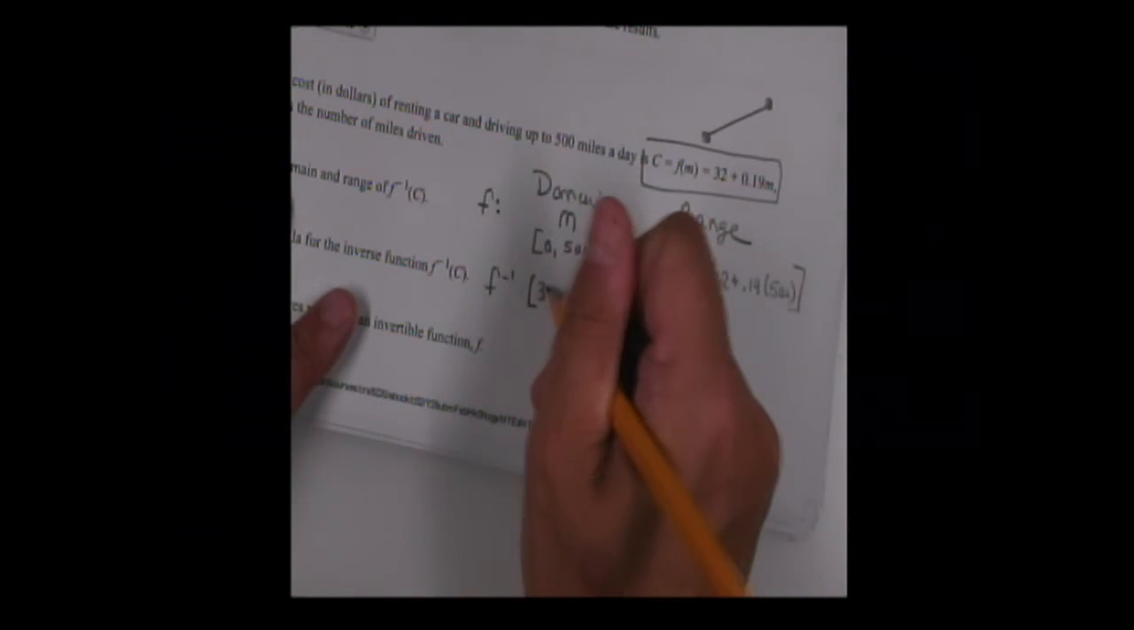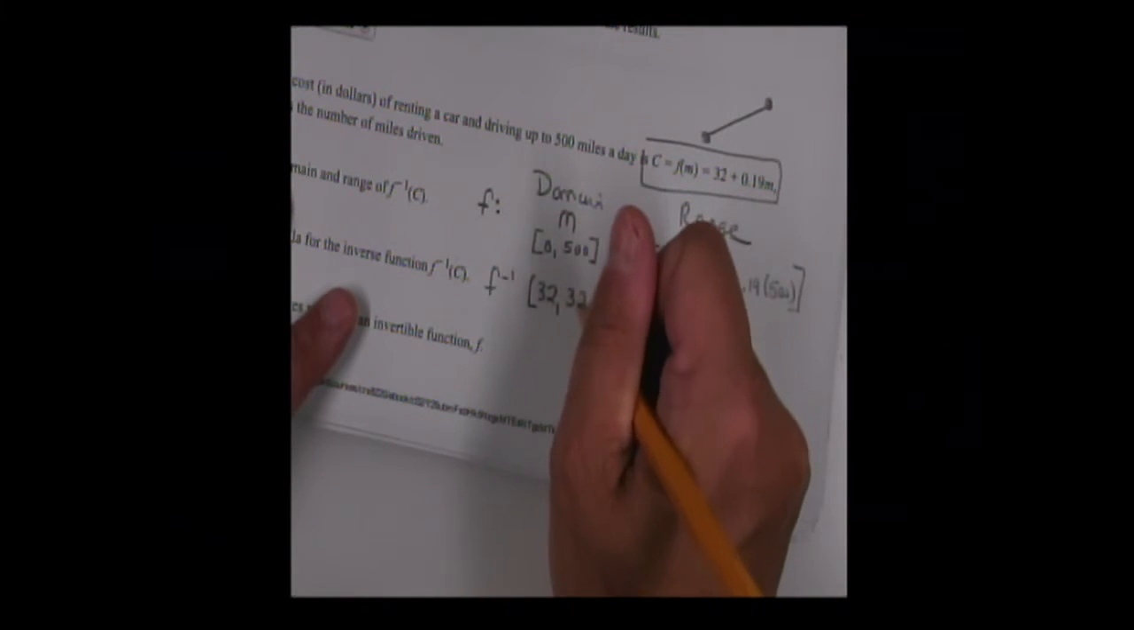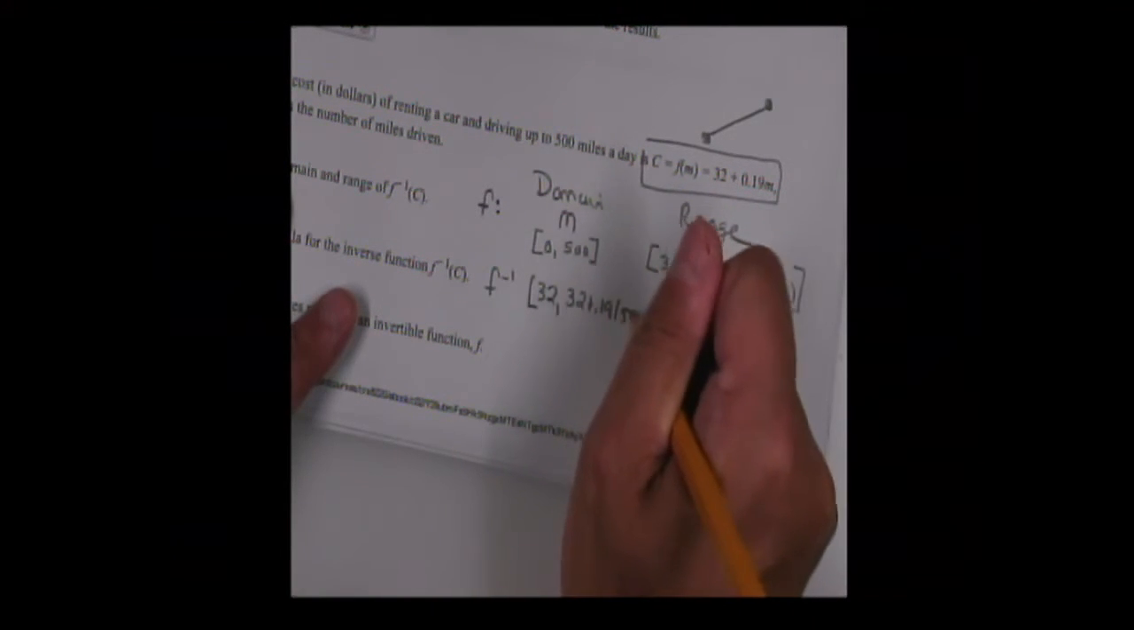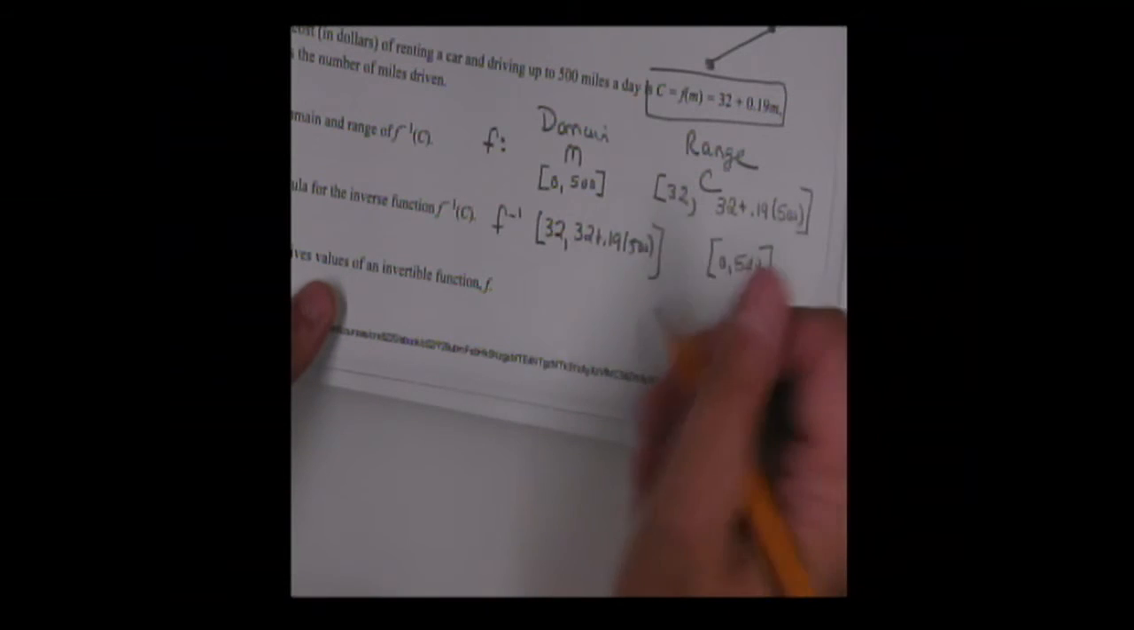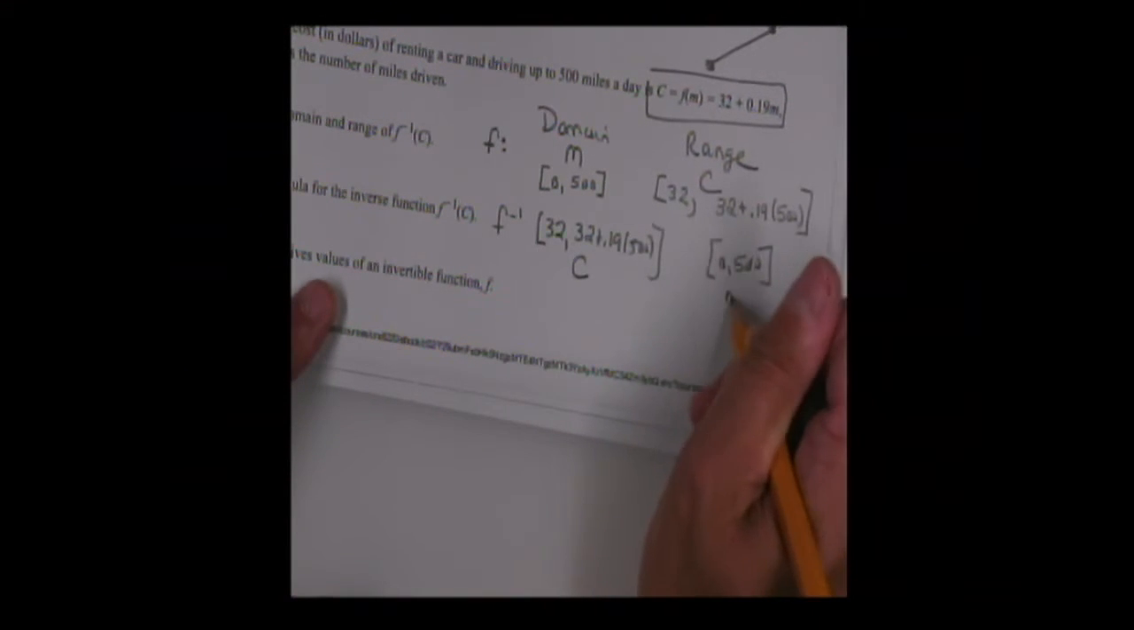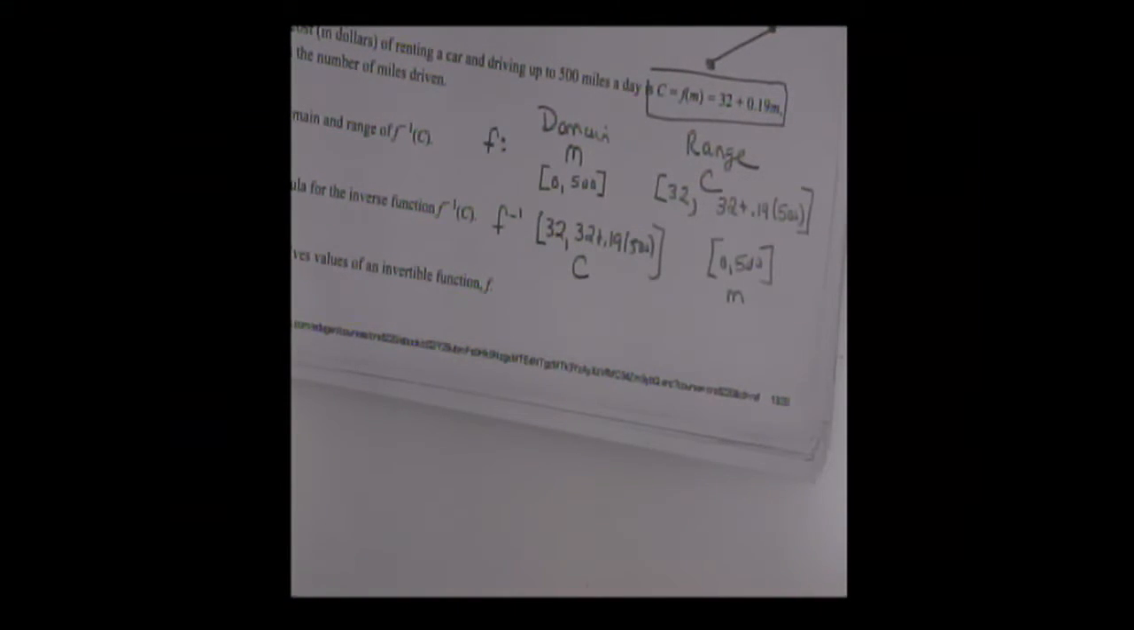What if I wanted to do F inverse? What do I do? Flip the domain. Just flip the domain and range. So yeah, the inverse's domain is going to be 32 comma whatever 32 plus 0.19 times 500 is, and the range is going to be 0 to 500. All we do is flip them, and so what happens is the variables become C and M in that order.